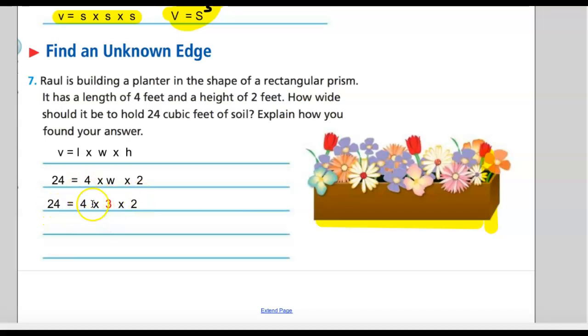I know that there's some factors I can think about when I think about 24. So if I know that it's 4 times something, and then if I double that, it's going to give me 24. Well, I know that 4 times 3 gives me 12. And when I double that, because 12 times 2 is 24, that will work. So that's one way you can think about it.